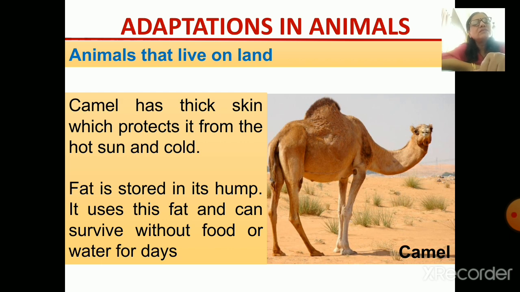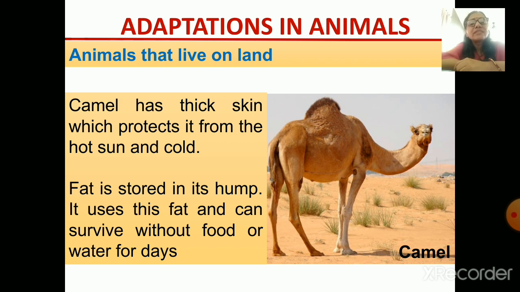Because in the desert it is also cold at night. Not only hot, it will be hot in the day and cold at night. So the animal living there like the camel has to protect itself from the hot and also from the cold. So it has got a thick skin which protects it from the hot sun and cold.